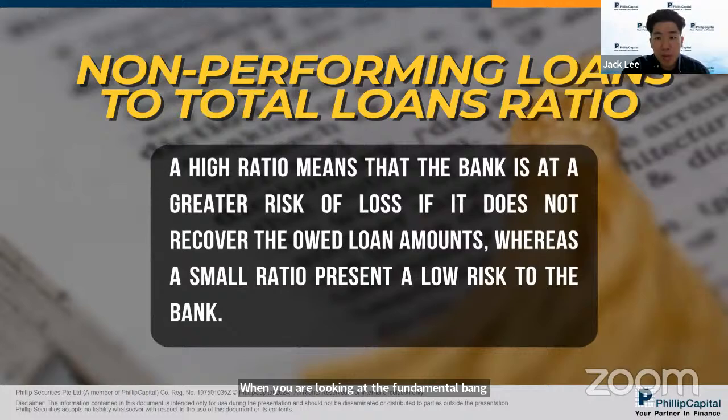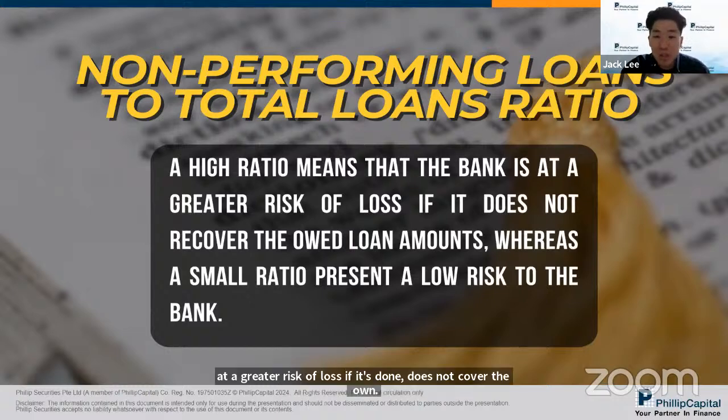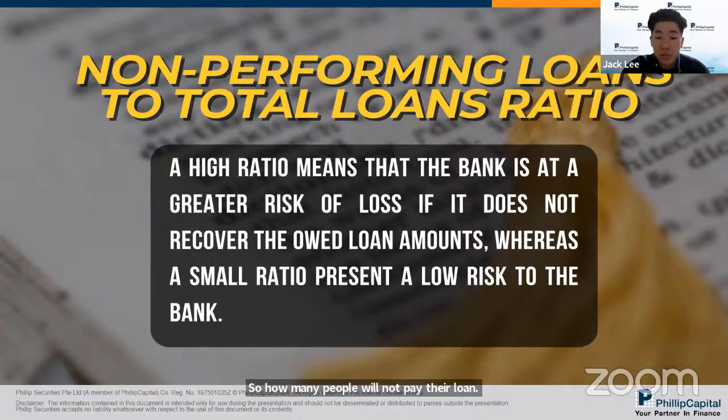Then the second one is the non-performing loans to total loan ratio. So it's like the name. A high non-performing loans to total loan ratio means that the bank is at a greater risk of loss if borrowers do not cover their loans. So how many people will not pay their loan? The percentage of people who don't pay the loan. So this is basically calculating the risk for the bank, whether they can go bankrupt or not.